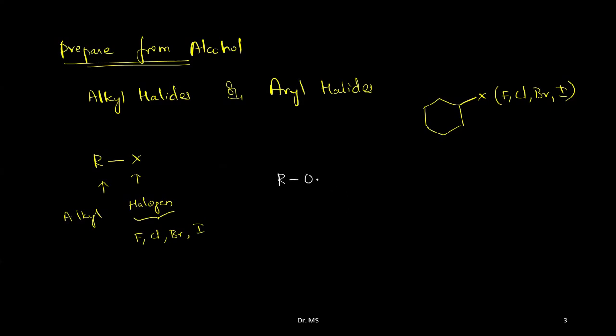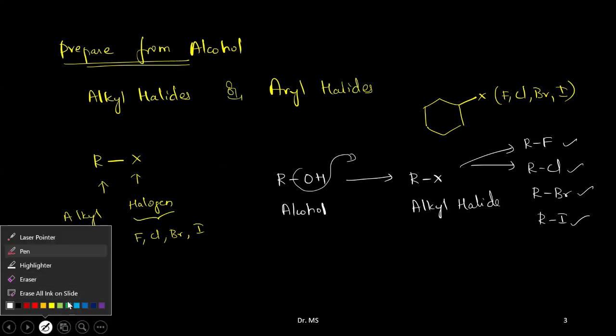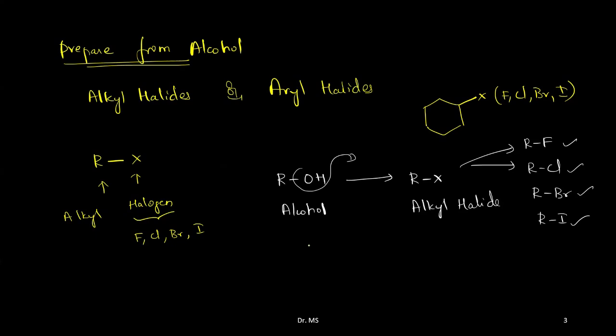So to do this reaction, alcohol converting into alkyl halide, what is this? It's an alcohol. And what is this? Alkyl halide. So this can be RF or RCl or RBr, RI. What we are doing here is removing the OH group and attaching the fluorine or chlorine or bromine or iodine. That's the preparation of alkyl halides using alcohols. But for this reaction to happen, we need certain reagents.